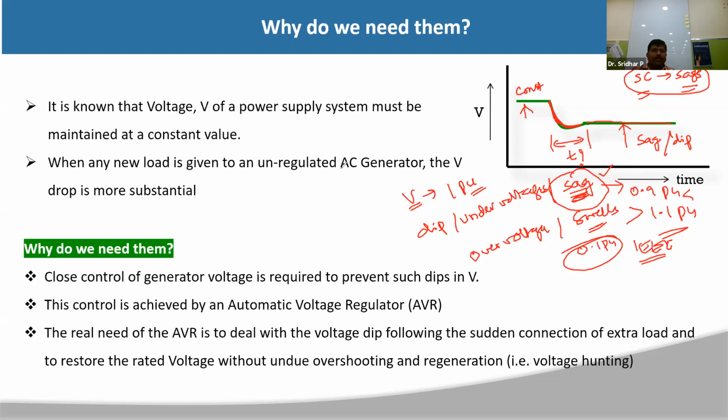Now, if any load is given to an unregulated AC generator, the voltage automatically dips. Unregulated AC generator means the voltage is not properly maintained. Just now I explained that a generator has a field, and there must always be a feedback loop. This feedback loop always monitors the voltage. Unregulated means this voltage or excitation loop is not properly maintained.